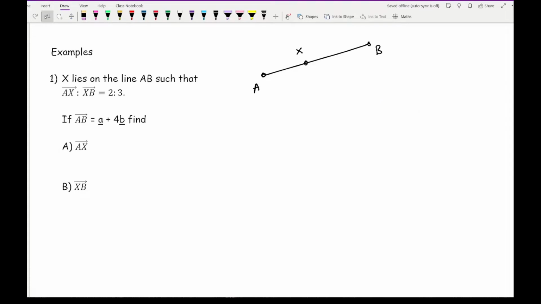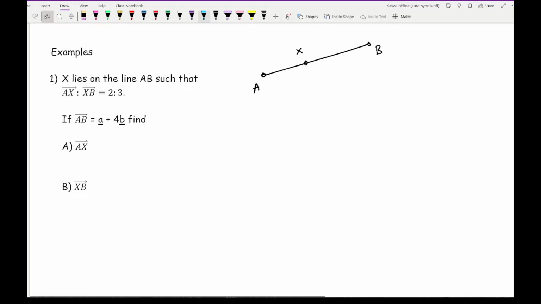So let's have a look at this first example. Here it says that X lies on the line AB such that A to X to B is in the ratio of 2 to 3. If A to B is equal to A plus 4B, then we need to find A to X and X to B. So basically the two things in the ratio.